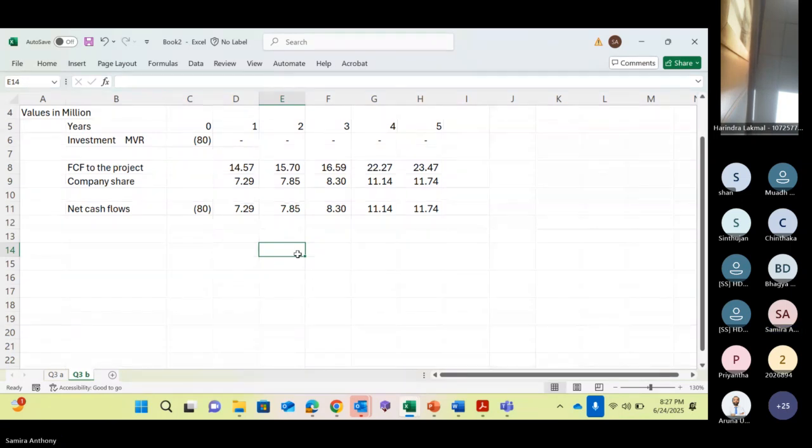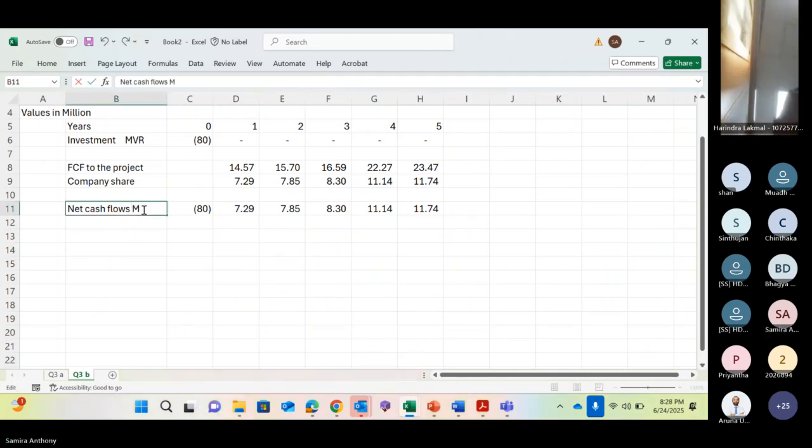Is that clear? Yes, sir. From your balance sheet, you send 80 million to Maldives. Now you are liable to pay interest to lenders and dividend to your shareholders. Therefore, you must earn more than that interest and dividend. Correct? Yes, sir. Therefore, you have to use your WACC to discount these cash flows. Right. These are net cash flows in Maldivian rupees.